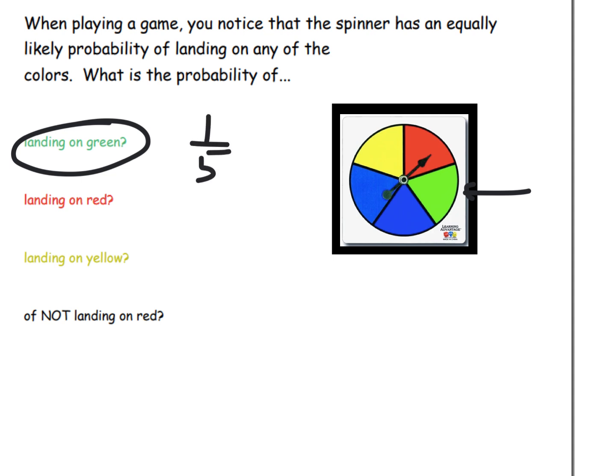What's the probability of landing on red? 1 out of 5. What's the probability of landing on yellow? 1 out of 5. The one that was the most interesting, they didn't ask. What's the probability of landing on blue? 2 out of 5. Do you get it's more than all the others? You're probably going to land on blue.